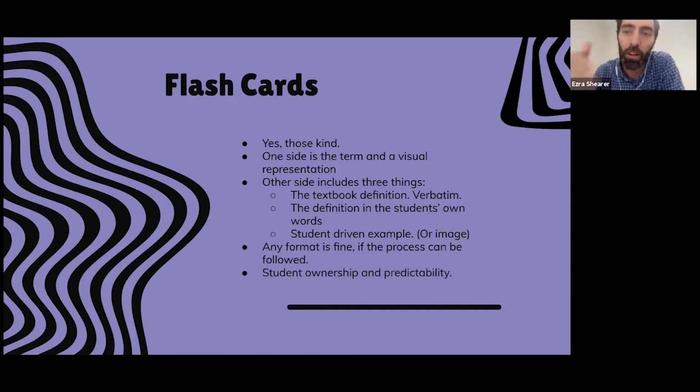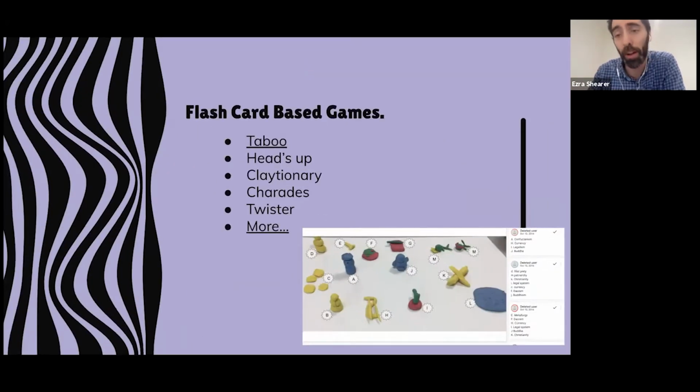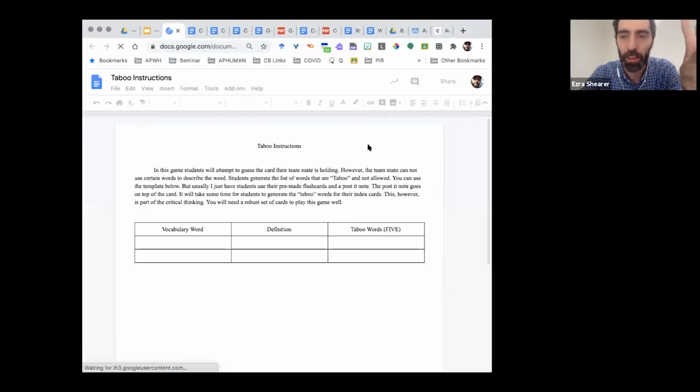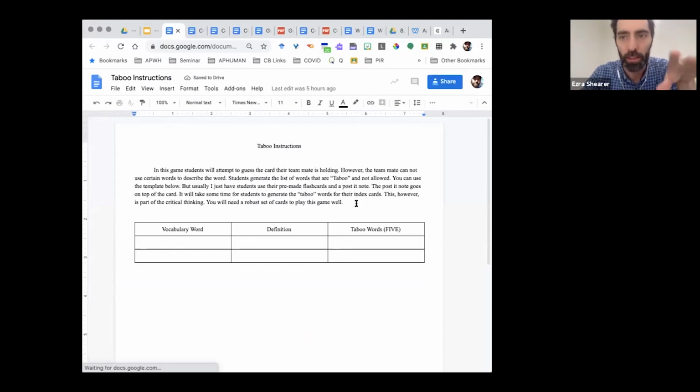And then you can have all sorts of flashcard-based games, because everybody loves games, because recall and recitation leads to better learning. So here's some fun games you can play. The first one is Taboo. Taboo is a great critical thinking game. If you've played Taboo before, it's easy, and this is pretty much the same.